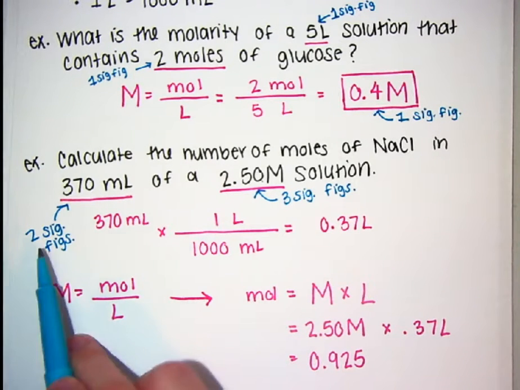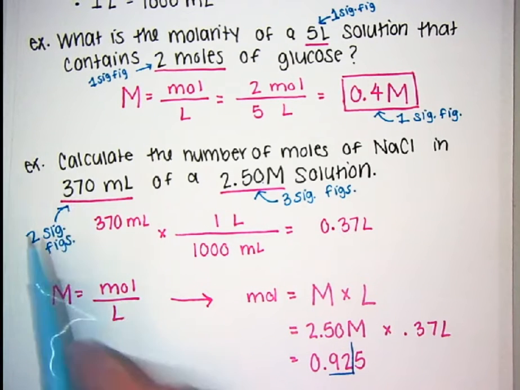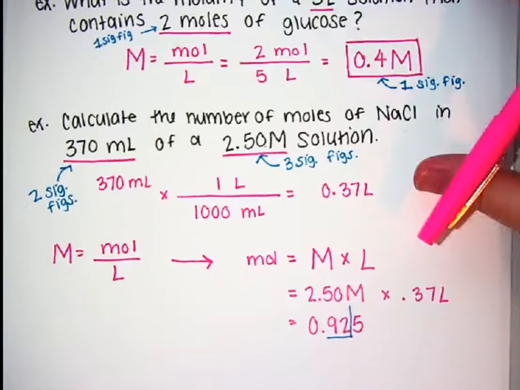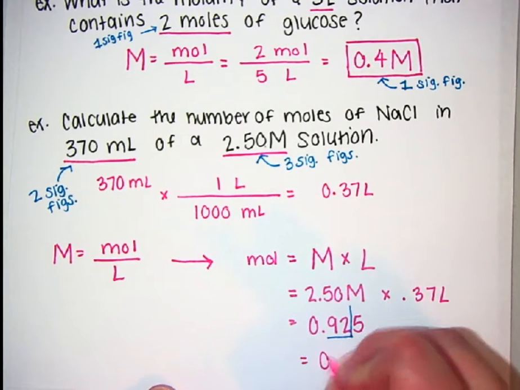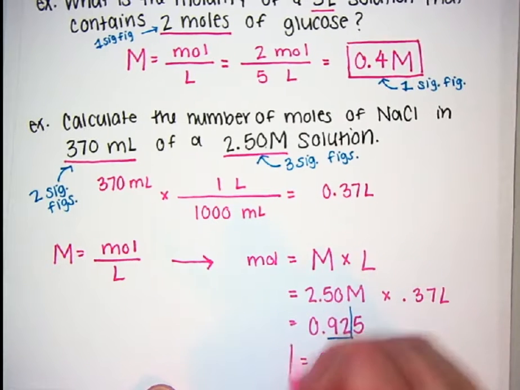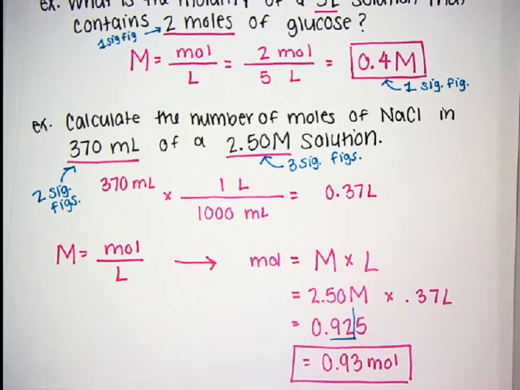So if one number has 2 and the other one has 3, how many should my answer have? Well, when multiplying or dividing, the smallest number of significant figures determines the number in your answer. Since 370 only has 2 significant figures, my answer can only have 2 significant figures. So final answer, 0.93 moles.